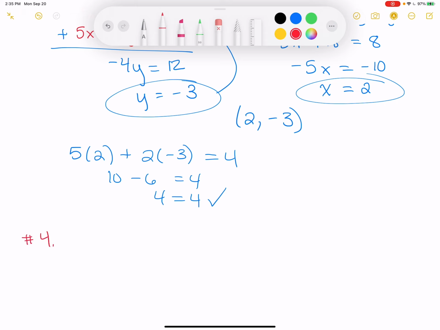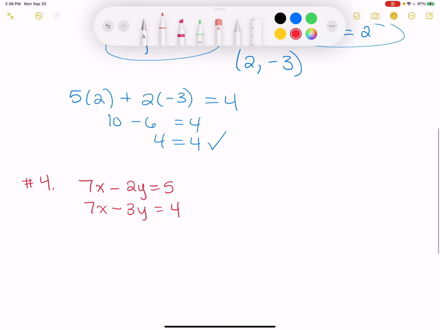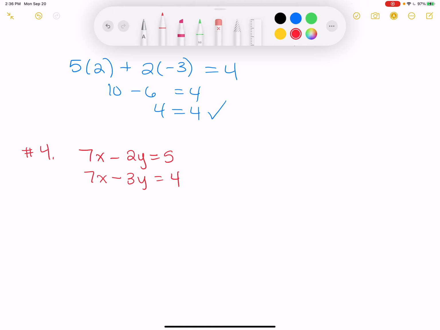Still on guided practice. I'm looking at number 4 now. We got 7x minus 2y is equal to 5, and 7x minus 3y is equal to 4. All right, so again, we have a variable that has the same number in front of it, but this time they are not opposite signs. So I can't just add them together because it's not going to cancel one of the variables out. Okay, so my options are, well, really only subtraction at this point.